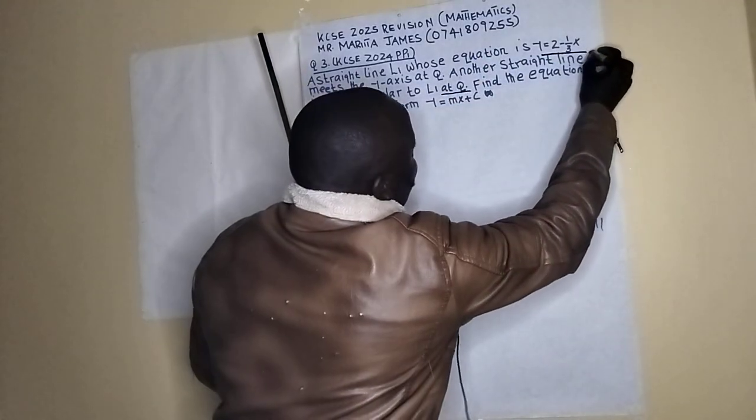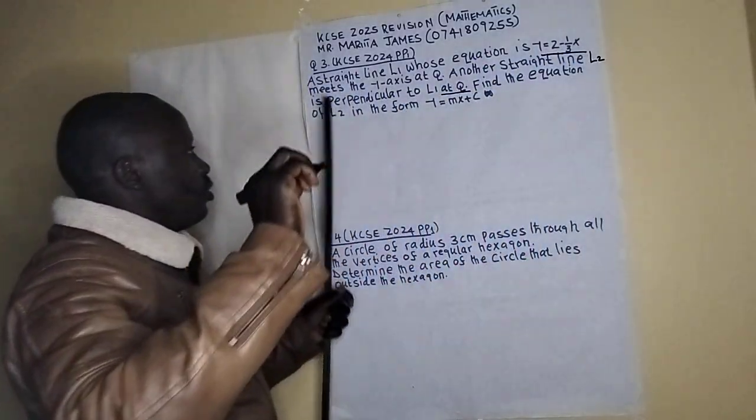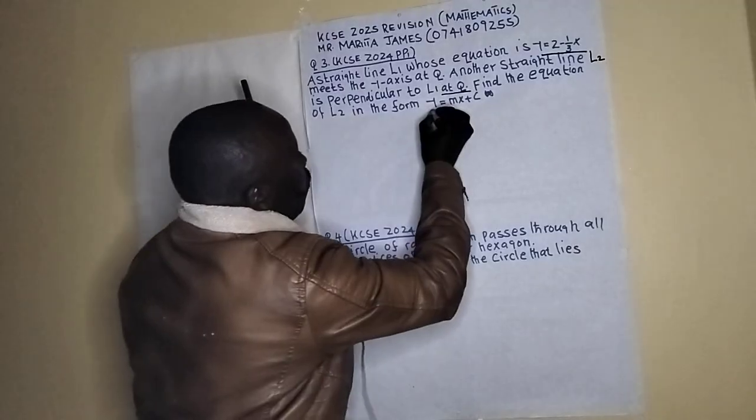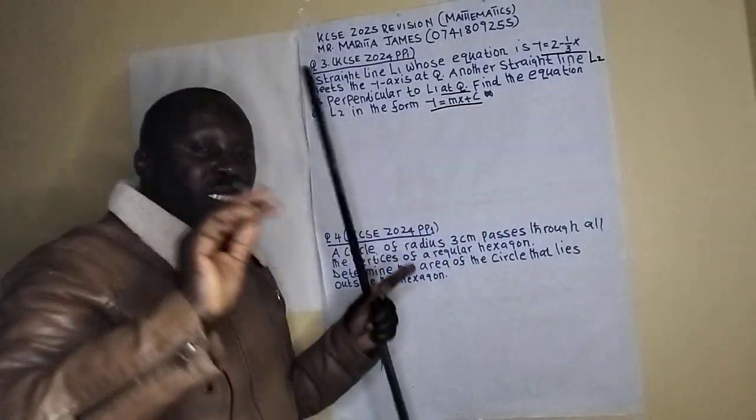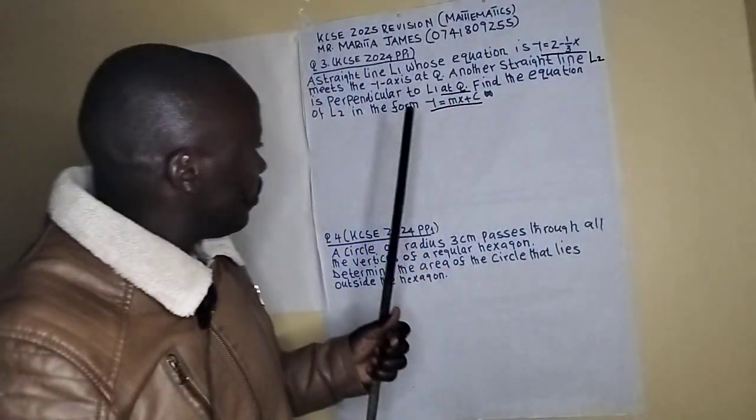We can call it L2. Find the equation of line 2 in which form? In the form of y is equals to mx plus c. You get that equation in linear form.